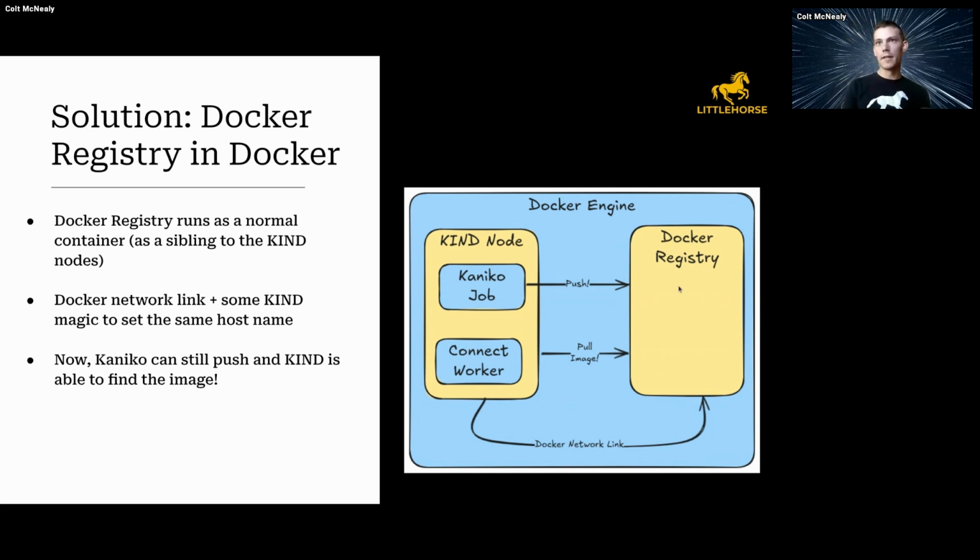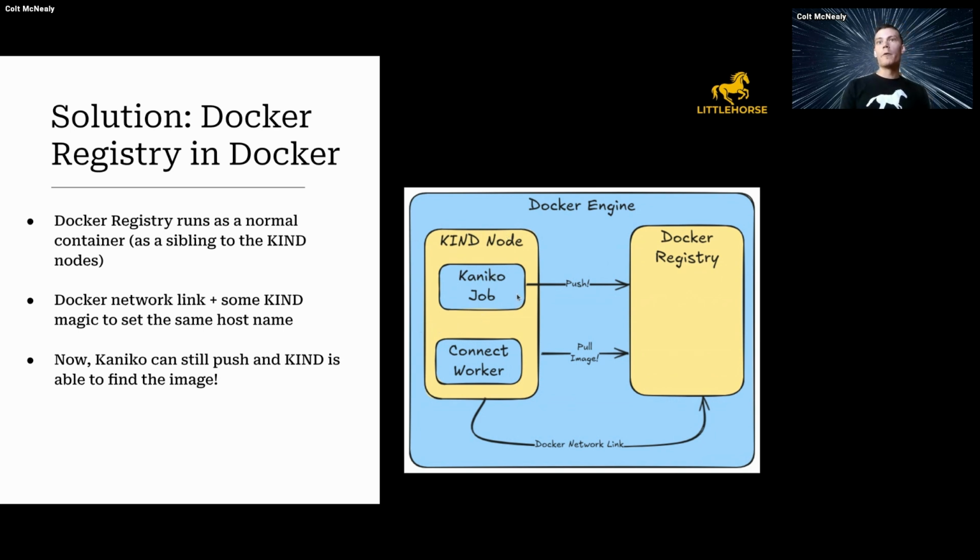Docker registry runs as kind of like a brother or a sibling to the Kind node. And we used Docker network link so that we could somehow make the Docker registry accessible on the same hostname to both the Kaniko job and also the Kind node itself, which is the actual Kubernetes node, or just another Docker container in our Docker environment.